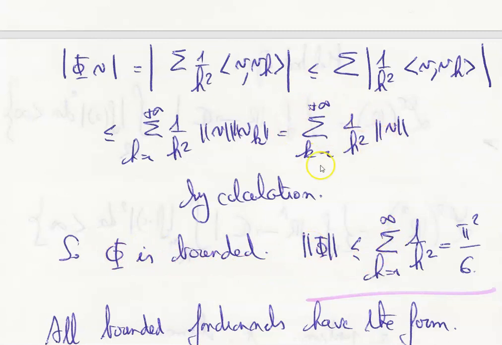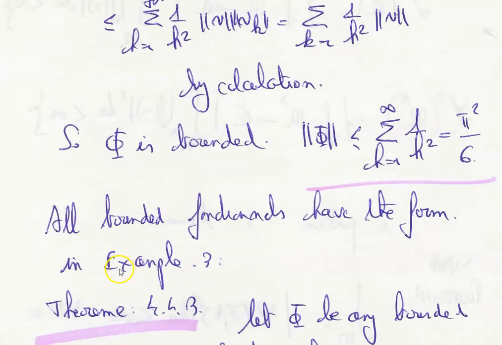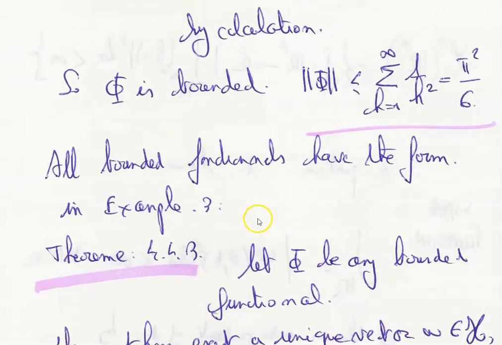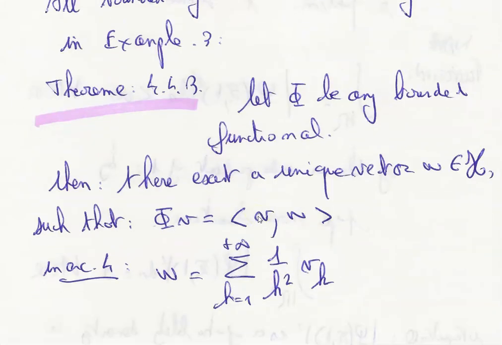Because this sum is independent of v, and you know that the sum for k from 1 to infinity of 1 over k square is nothing less than pi squared divided by 6. So you say that the absolute value of phi of v is less than k multiplied by the norm of v, so phi is bounded. So all bounded functionals have the form in the example that we just mentioned.